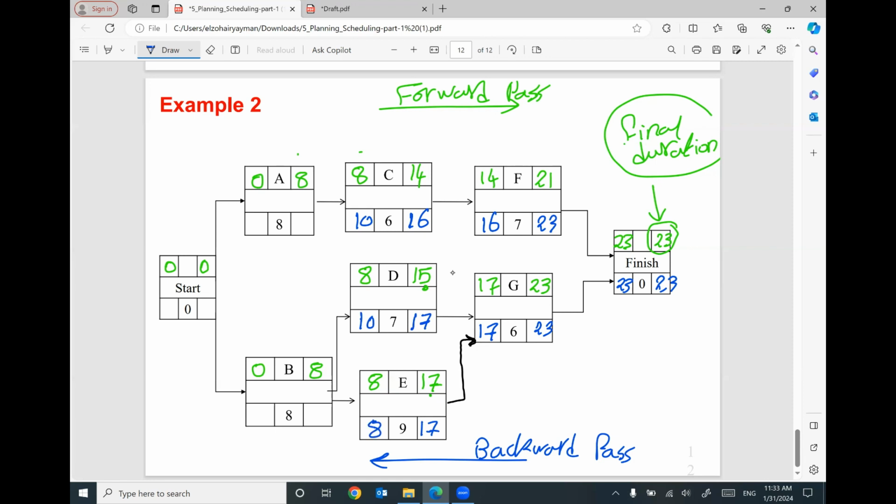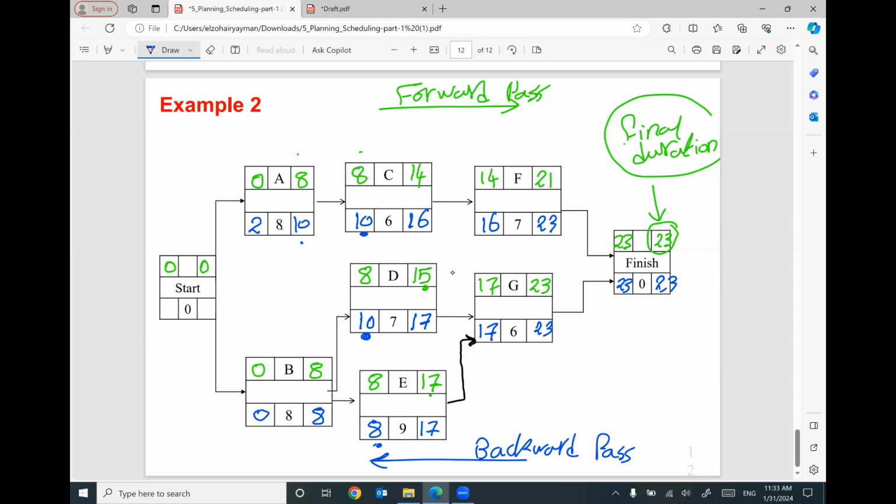For activity B, we have 8 coming back, we have 10 coming back. Which one am I gonna use, 10 or 8? Since we are going backward, I'm gonna use the smallest number, 8. 8 minus 8 will be 0. We have here 10 early start. I'm sorry, late start will be the late finish here. 10 minus 8 will be 2.